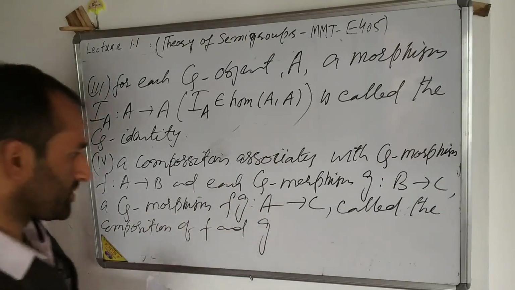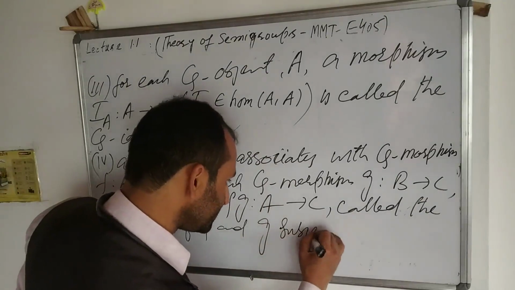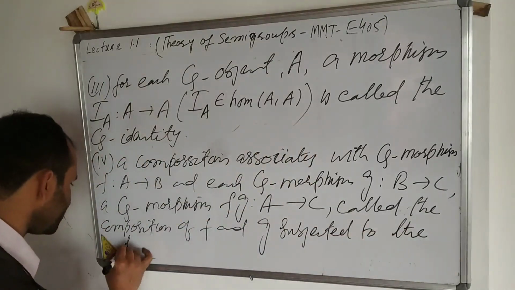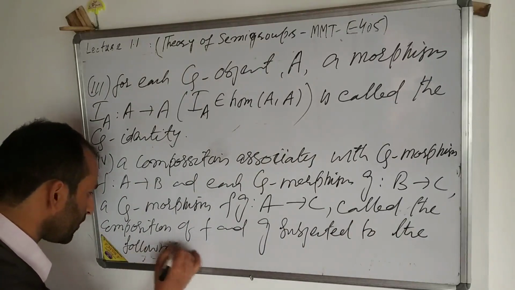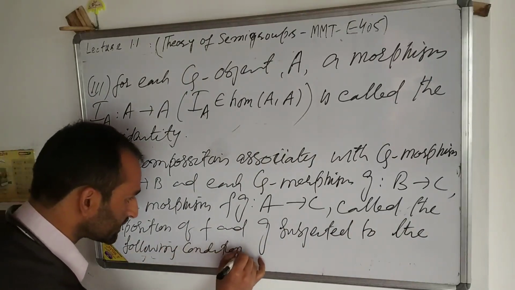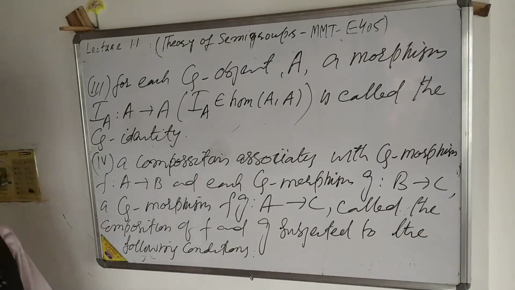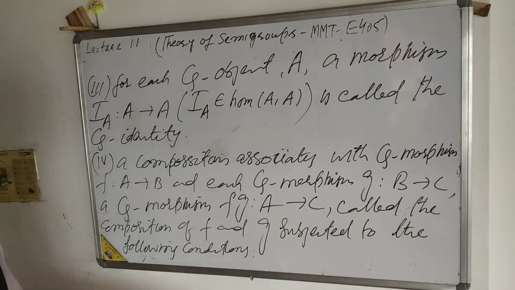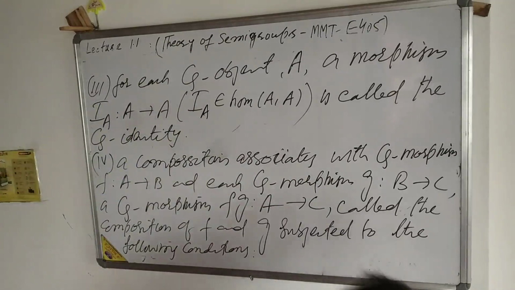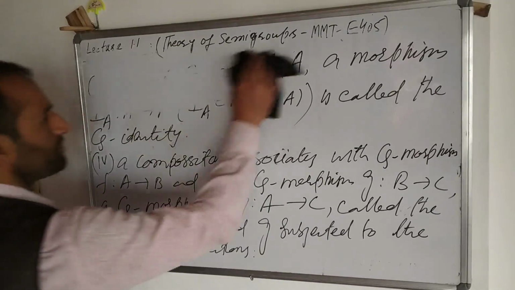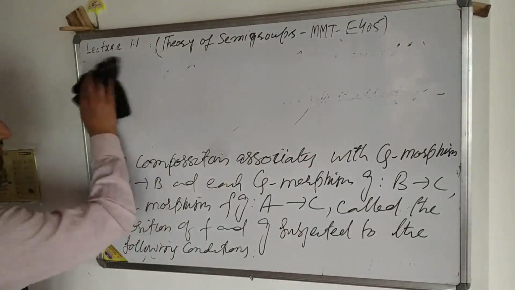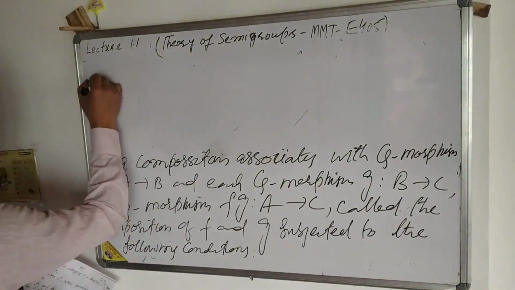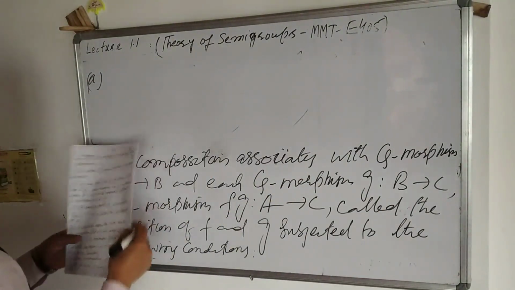This composition is subject to the following conditions. As in the category of sets, the composition is associative, and the identity map acts as an identity. The same is true here. So what's the first property of the composition? The first property is that composition is associative.